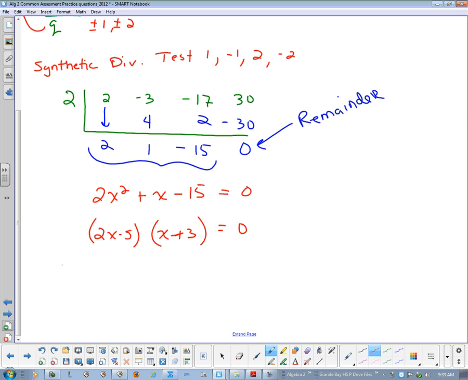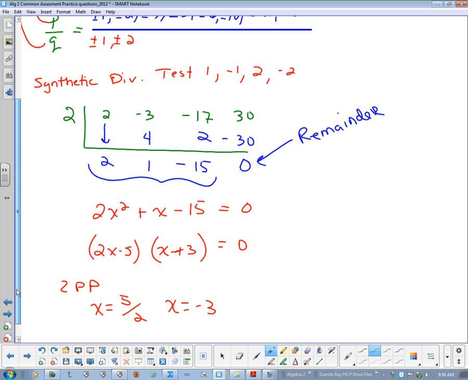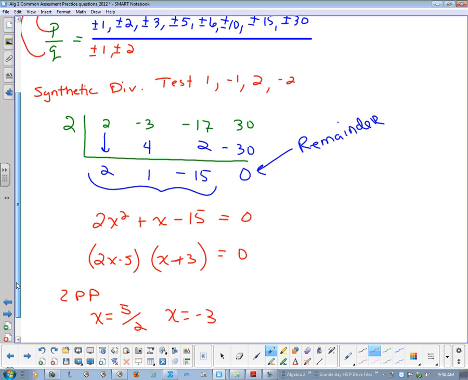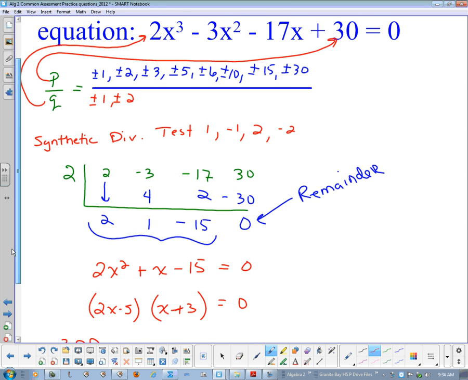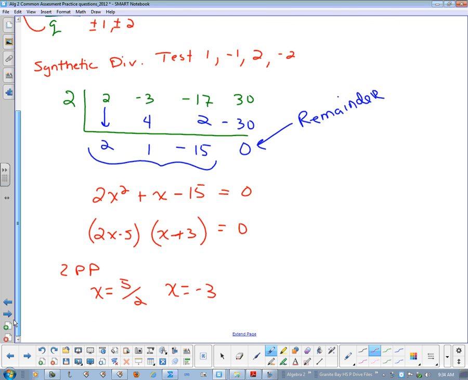Zero product property. We're going to end up with x is equal to a positive 5, and then x also equals negative 3. Okay. Now, careful. What else did we find as a 0? 2. So x is also equal to 2.